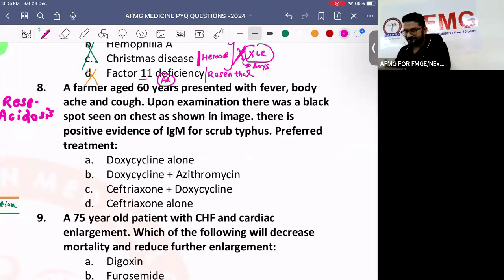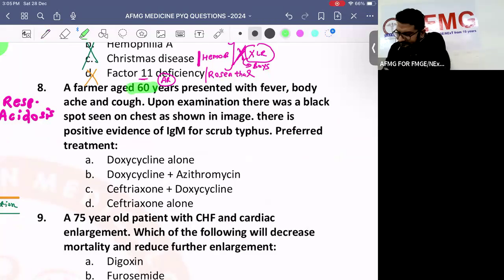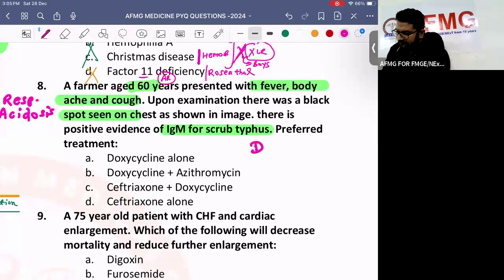What do you think? क्या होगा answer? Farmer age 60 year. एक farmer है उसकी age 60 साल है. Fever, body ache and cough. बुखार आ रहा है, body pain हो रहा है, खांसी हो रही है. एक black spot है chest में. IgM for scrub typhus positive. So it's clear. It is a diagnosis given.